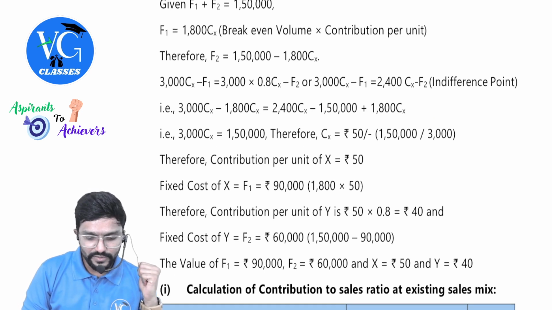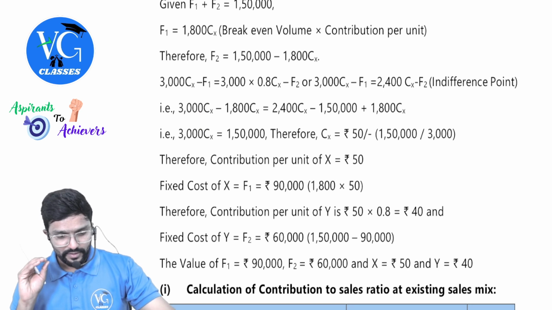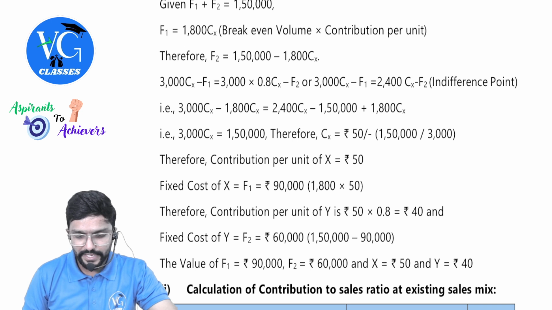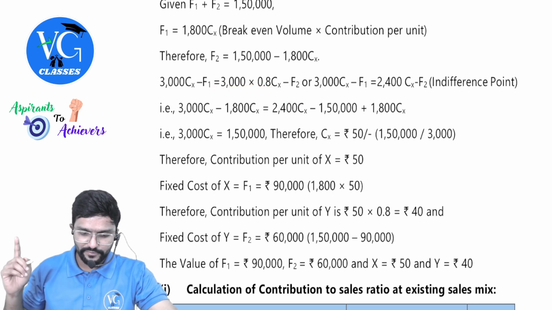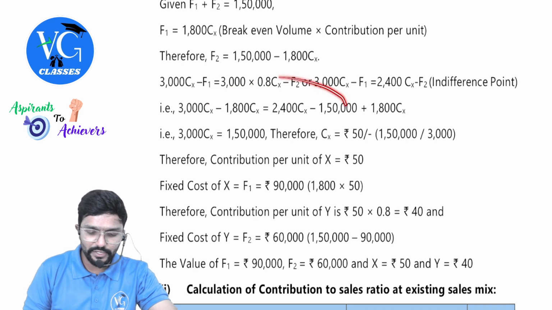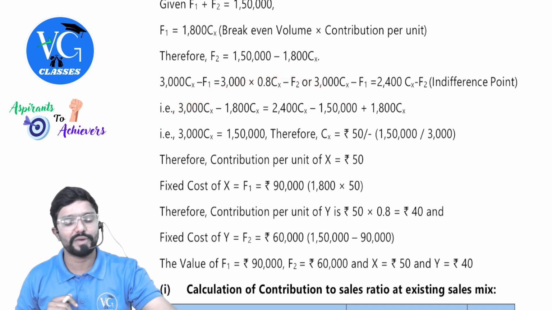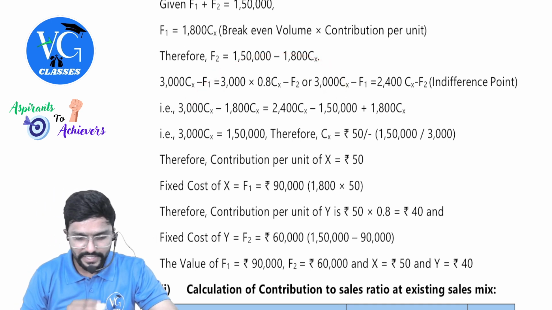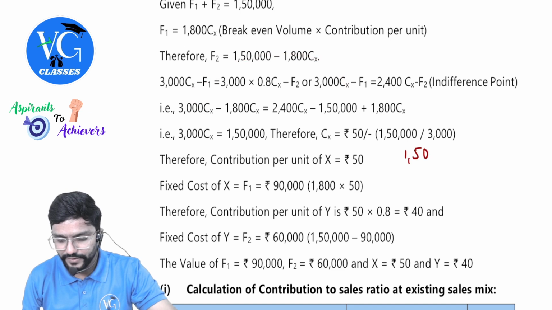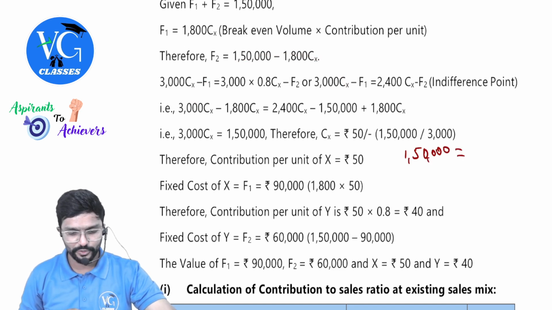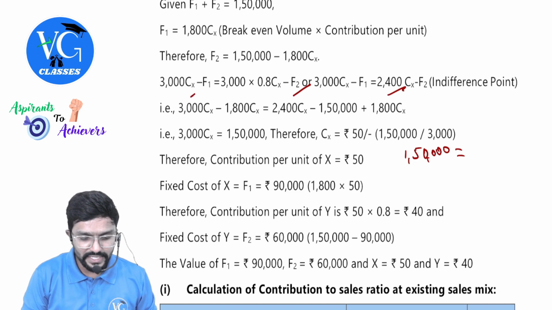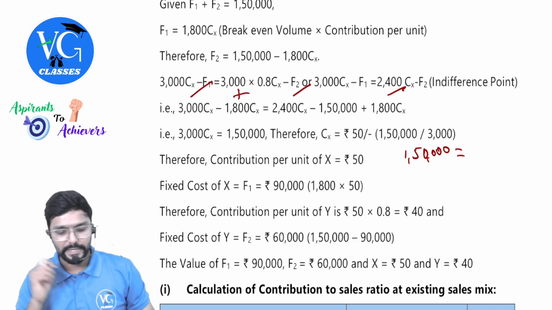Now, 3,000 CX. You all solve it now. 3,000 minus 1,800 plus 2,400, and the 1,50,000 is negative, so let me bring that to the opposite side. It will become plus 1,50,000. The rest you take to the opposite side, guys. So it is like this. 1,50,000 on one side is equal to 2,400 plus 1,800 minus 3,000 plus 1,800.